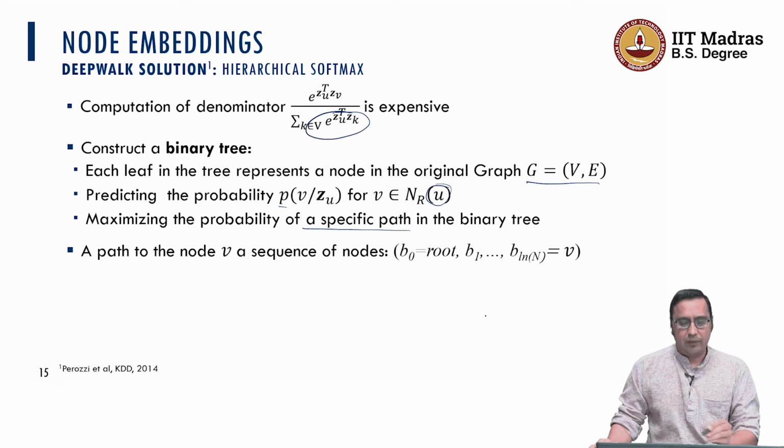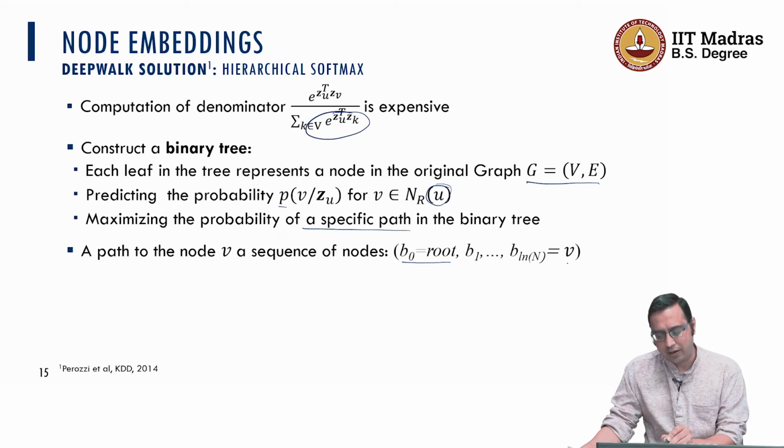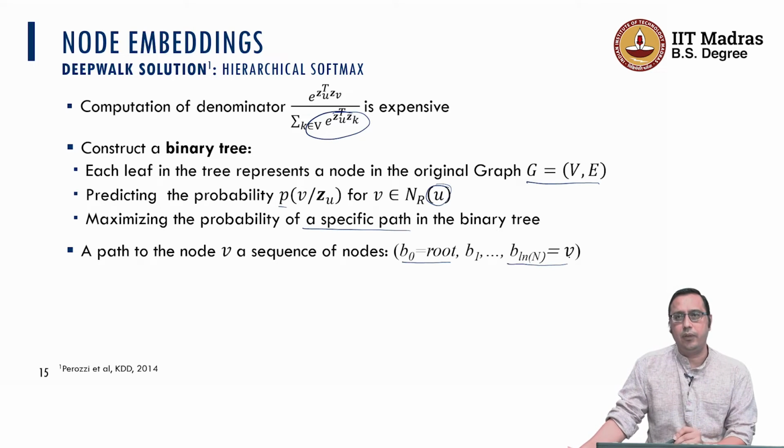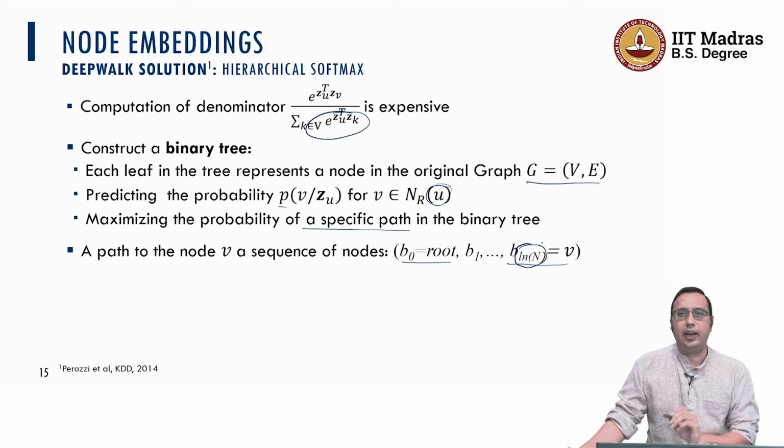So what will happen when we have a binary tree? We will have a path to the node v as a sequence of nodes, where the first one is the root node, which is b_0, and then there are intermediate nodes, and the final node is going to be v. I'll come to this log n in some time.